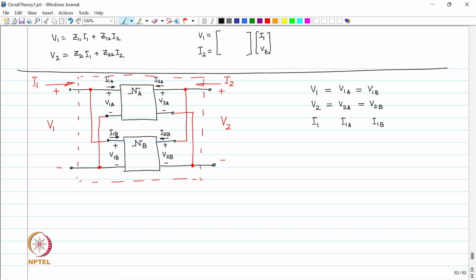I 1 is equal to... KCL. And what is the relationship between I 2, I 2 A and I 2 B? KCL. I 2 is equal to I 2 A plus I 2 B. Is this okay?